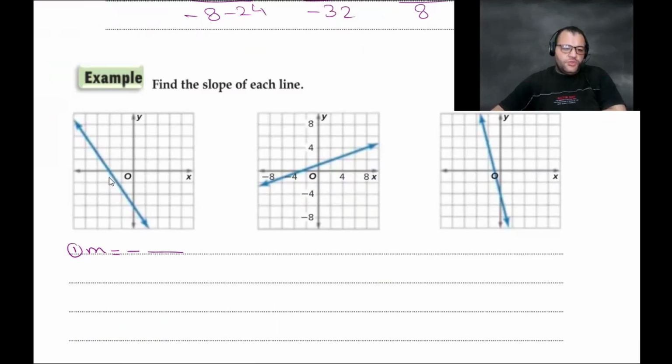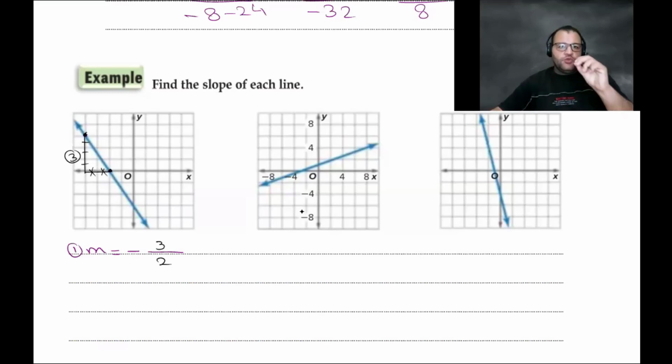Now we have to determine 2 points. That's the first point. Any 2 points lying on the line. That's point number 1, and that's point number 2. Then calculate how many units you are going down, and how many units you are going to the right. So 1, 2, 3. So that's 3 vertical. And we have 1, 2 horizontal. So the slope will be negative 3 over 2.